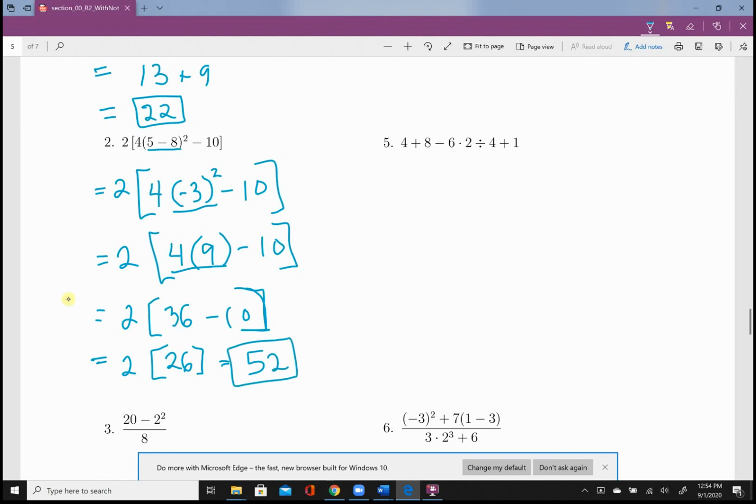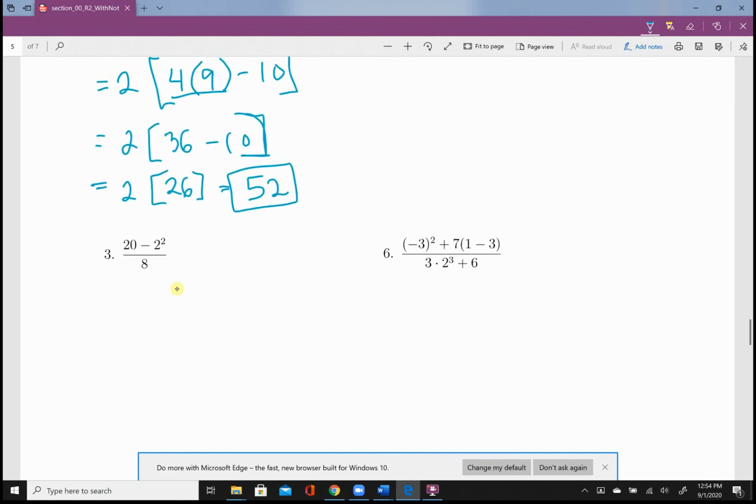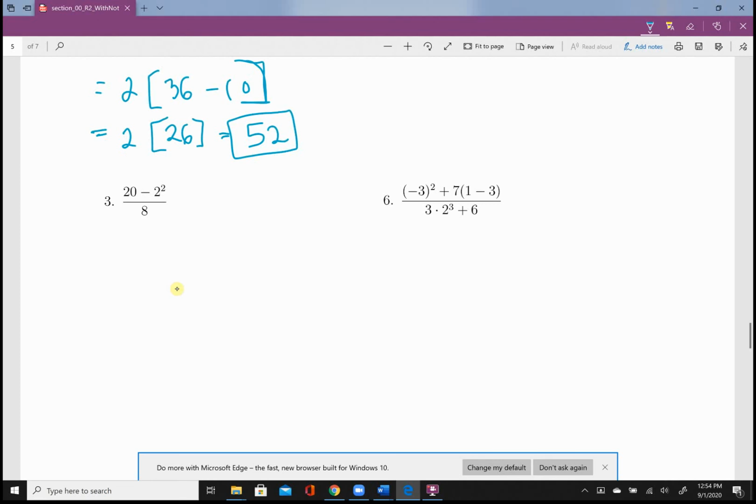Cool. Moving on to number 3. Ooh, we got some fractions going on here. What's cool about a fraction or exponential expressions, which is technically what we have in 3, is that you can perform one operation per area, one for the numerator and one for the denominator. Now here we only have operations happening in the numerator. The denominator is already simplified down to just 8.